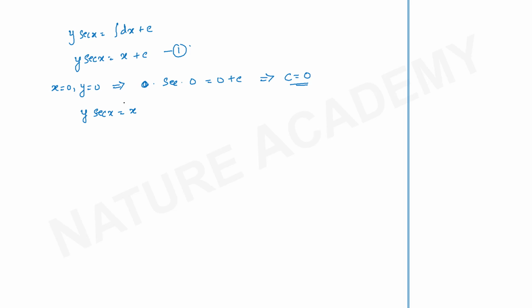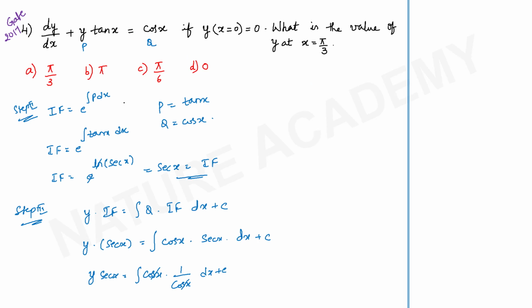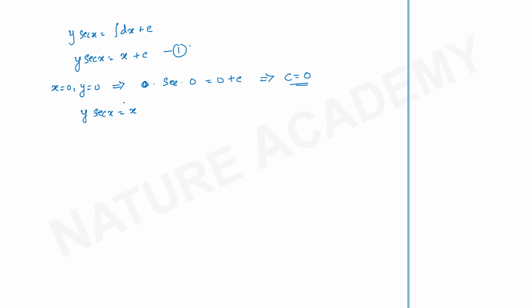Now our actual question was to find the value of y at x is equal to pi by 3. So I have to substitute x is equal to pi by 3 in this equation 2 now. So y secant x is equal to, in place of x I am going to write pi by 3, or y into, what is secant pi by 3?